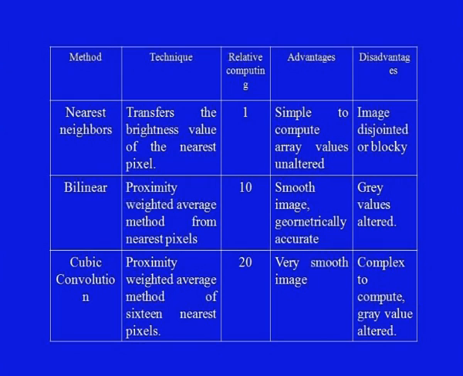The next method, bilinear, is a proximity based weighted average method from the nearest pixels. The complexity in terms of computing relative to nearest neighborhood is 10 times. The advantage is that the image is smooth and geometrically accurate. However, in this process, the brightness values or the gray values of the original image may get altered. Cubic convolution, again a proximity weighted average method of 16 nearest pixels, has a relative computing complexity with respect to nearest neighborhood of 20. It produces a very smooth image. However, it is complex to compute and the gray values get altered.